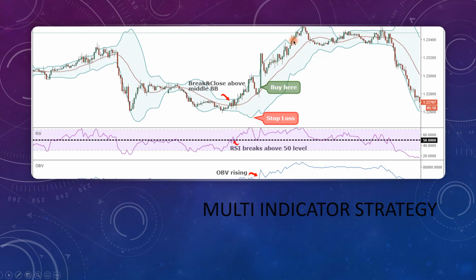Okay, our entry point would be the break back above this 20 period moving average here, because we saw this is where we got our buy signal. We saw it riding the band. It came back down and it tested that 20 period moving average, and once it bounced off of there and continued up, that would give us our buy. So we have our buy, our stop loss. Okay, what else do we need?